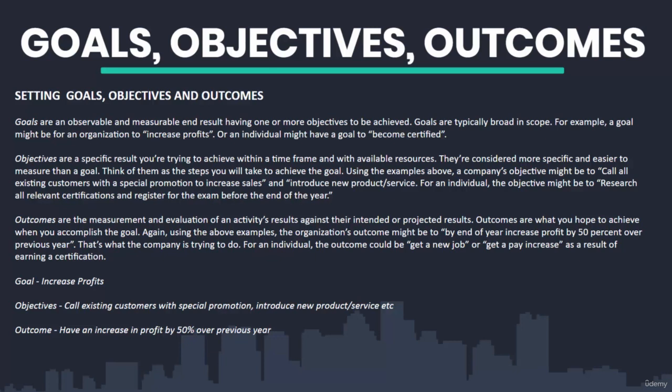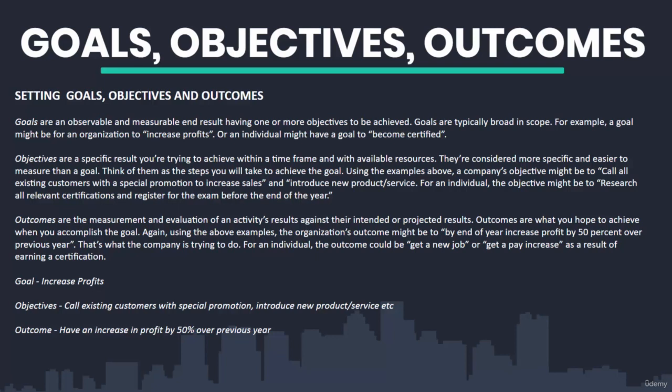An objective is essentially a specific result that you're trying to achieve within a time frame and with available resources. So just think about a goal where you want to increase profits, and then an objective may be that you're going to run a special promotion and you want to accomplish that promotion by a certain date, right? With the example of wanting to increase profits as a goal, a company's objective might be to call all existing customers with a special promotion to increase sales and then introduce a new product or service. That may be an individual type of objective that needs to get taken care of.